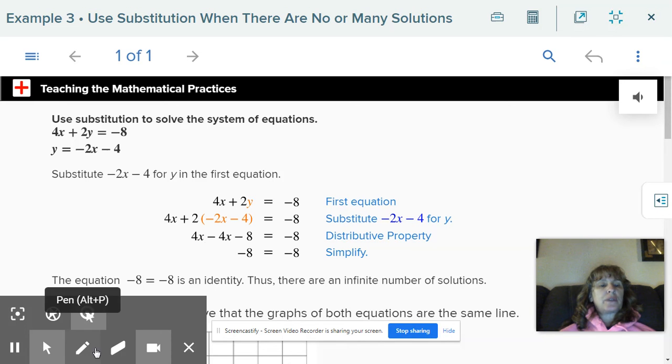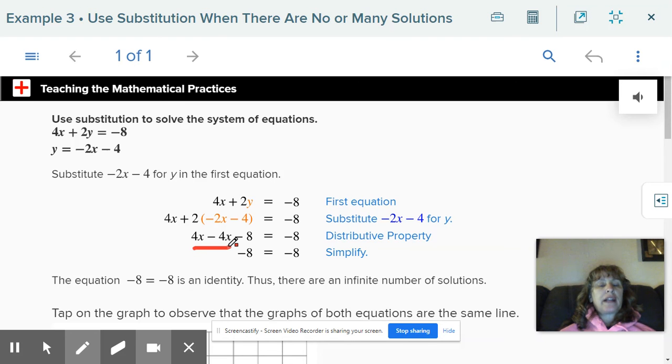And notice, I want you guys to notice that your positive 4x and your negative 4x have just eliminated each other. So now you don't even have an x equals anything. You know that you're only left with this original equation, and knowing what you know about linear equations, this is a true statement. Negative 8 does equal negative 8.